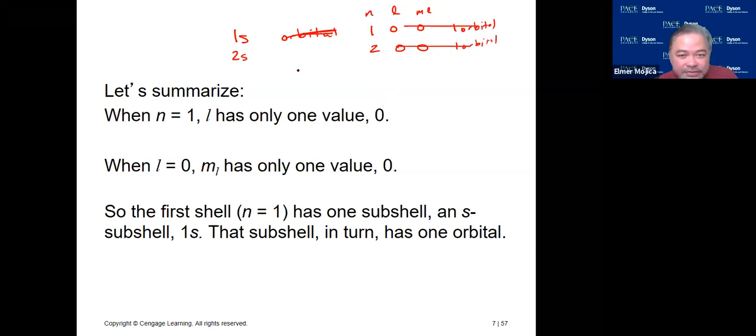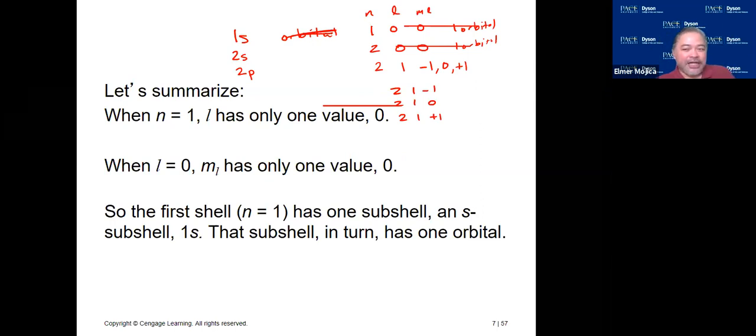Now, what if it's a 2p? So what are the values of N and L for 2p? You have 2 and 1. But what's the problem with M sub L? You have -1, 0, and +1. So what does it mean? You have 3 sets of quantum numbers. You have a 2, 1, -1, a 2, 1, 0, and a 2, 1, +1. And each of them describes an orbital.